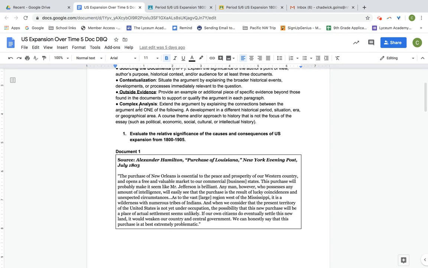So, the prompt itself is: evaluate the relative significance of the causes and consequences of United States expansion from 1800 to 1905. Now, first off, if you notice, 1800 to 1905 really spans 2 units. That's the start of the Jeffersonian era, so really, what you're looking at all the way up to just before World War I, American imperialism, the Spanish-American War. So that's two, technically almost three in a way, with 4, 5, and 6.